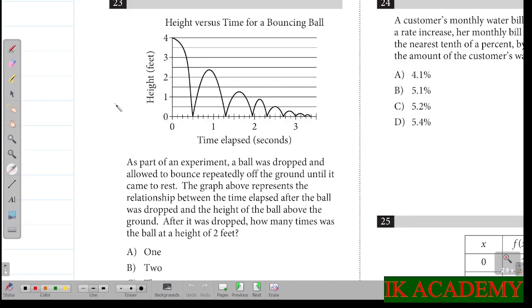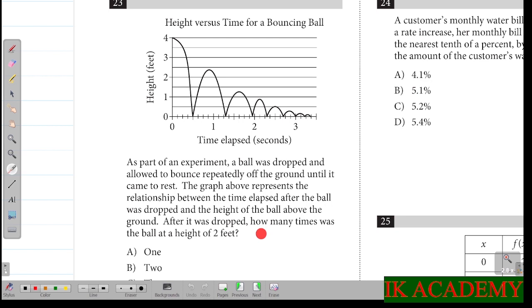Question number 23, which says height versus time for a bouncing ball. So the question is, as part of an experiment, a ball was dropped and allowed to bounce repeatedly off the ground until it came to rest. The graph above represents the relationship between the time elapsed after the ball was dropped and the height of the ball above the ground.